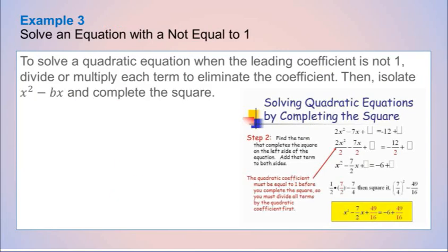Example 3, now you're going to be solving an equation when a is not equal to 1. So how are you going to do this? The very first thing you need to do is make sure that the coefficient in front of x squared is 1. So you're going to divide every term by the leading coefficient, so it equals 1. Then you can complete the square.